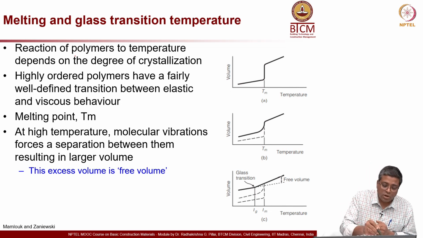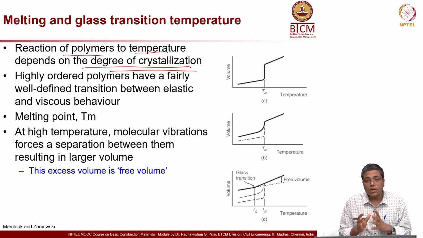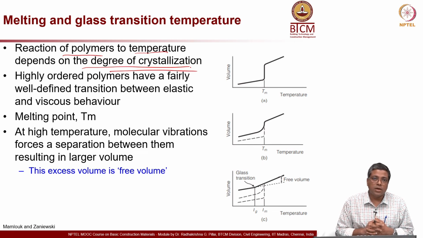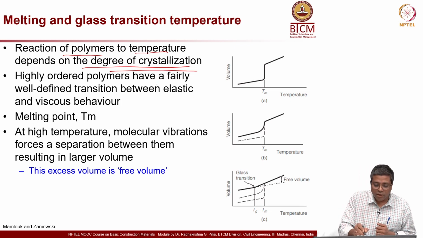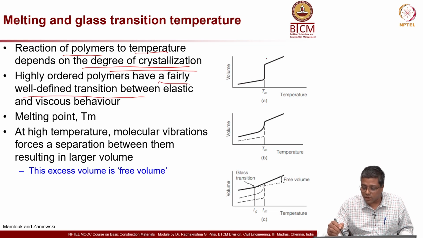So, the reaction of all these polymers to temperature depends on the degree of crystallization, how well ordered the crystal structure is, and that will influence the relationship between temperature and the behavior of the polymers. Now, highly ordered polymers have a fairly well defined transition between elastic and viscous behavior. If I look here, you can see this graph A where I am talking about melting point Tm. You can see that when it reaches here, there is a very well defined melting point.